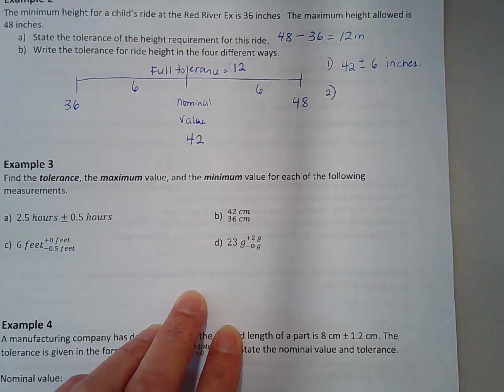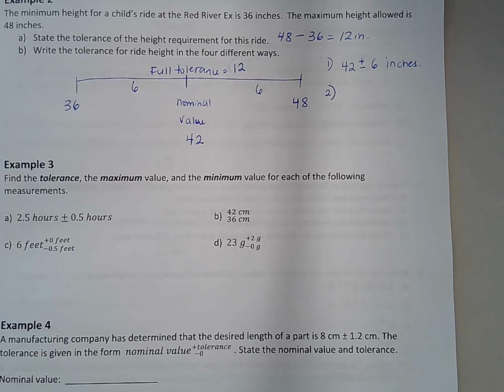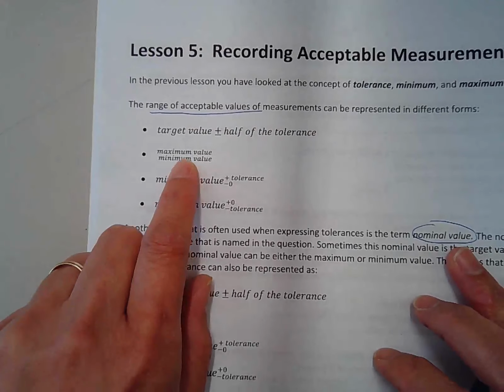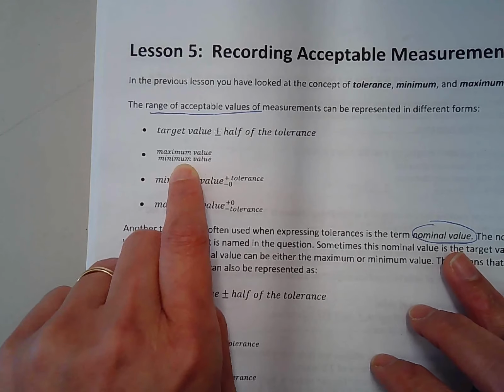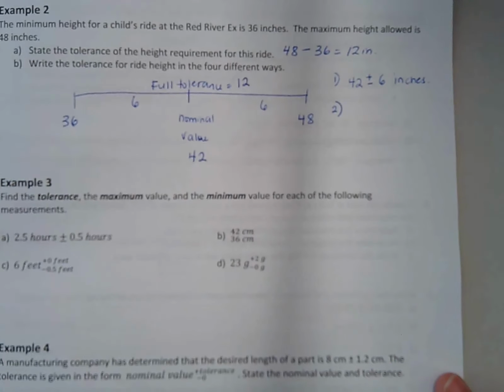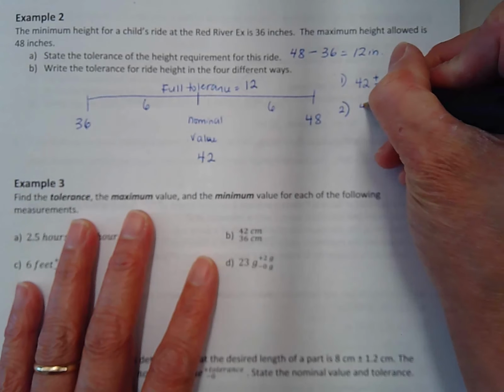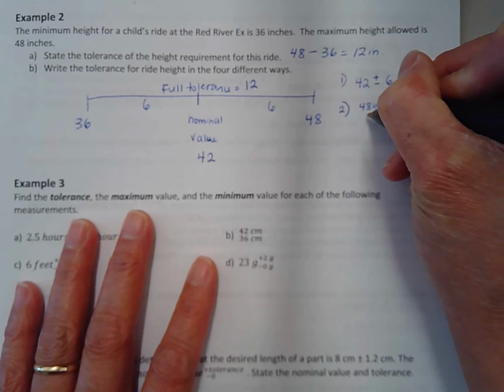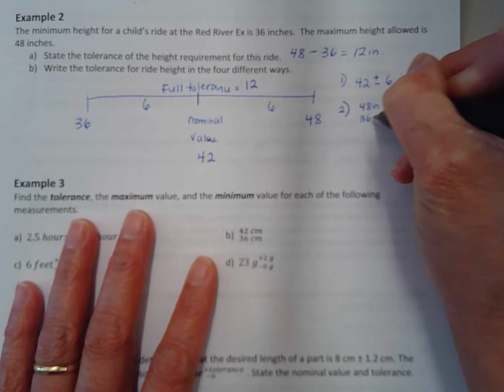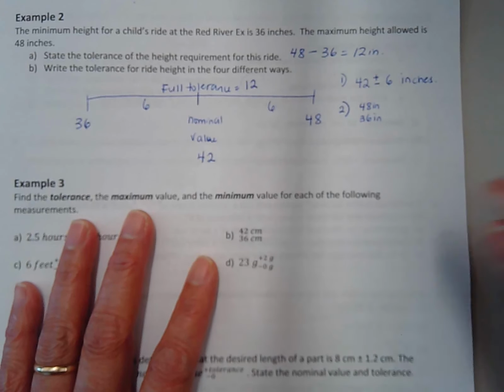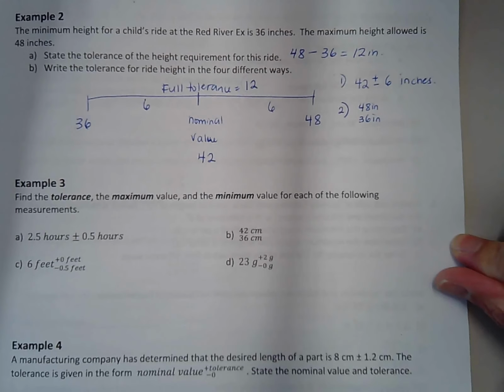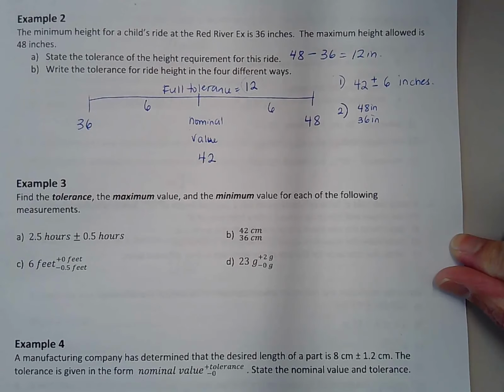Now the second way is just stating the max and min value. Okay, well that was easy, right? Max min. So max is 48, and then minimum is 36. So that's just writing down the max and min value.